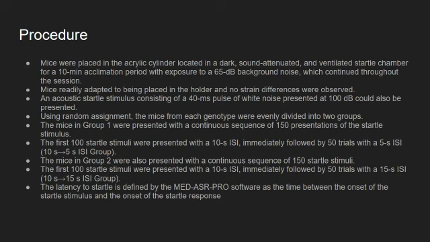The mice in group 2 were also presented with a continuous sequence of 150 startle stimuli. The first 100 startle stimuli were presented with a 10-second ISI, then immediately followed by 50 trials with a 15-second ISI. So, this group is designated as the 10 seconds to 15-second ISI group.